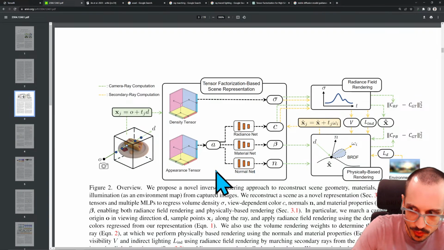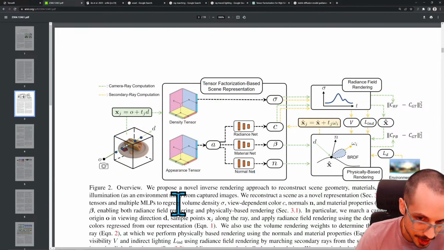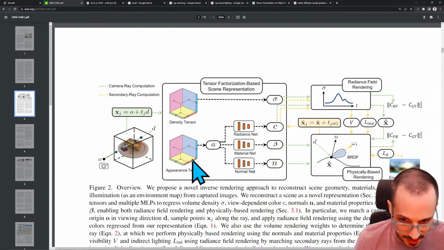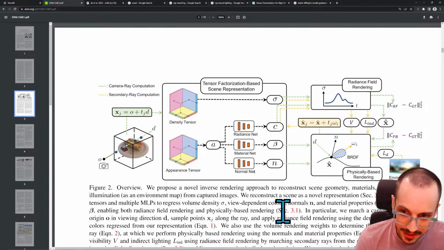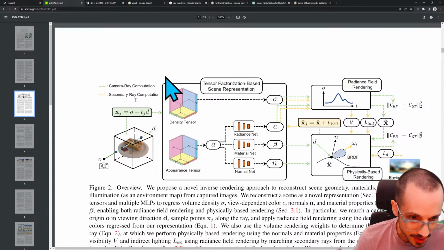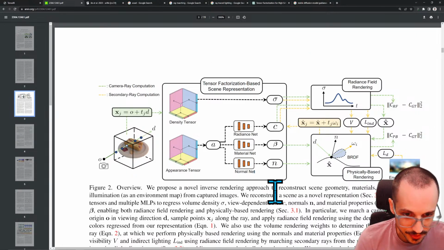And we've seen that before. We've seen people do text-guided NeRFs, but I haven't seen anybody do a text-guided NeRF that uses this tensor factorization and these two parts here. So that seems like a really awesome next potential step for this research direction.